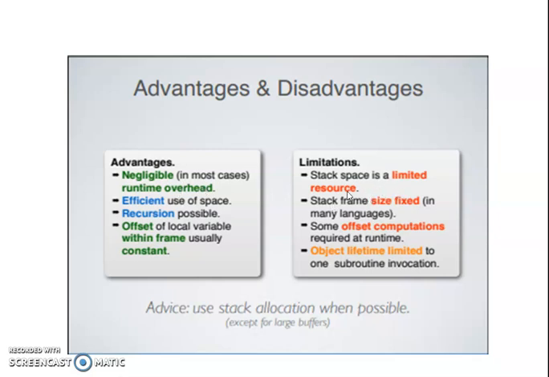It will be making use of some limited resource. In case of the space, the advantage that is being given is efficient use of space, and recursion is possible. And the local variable offset within the frame is usually a constant. That is, we will be able to address the variables with the help of the frame pointer. You will be able to access the local variables and it will usually be constant.